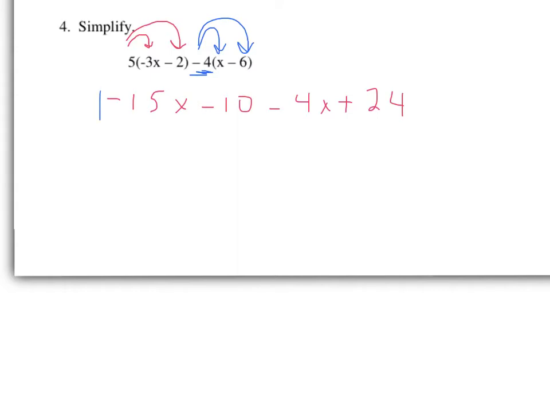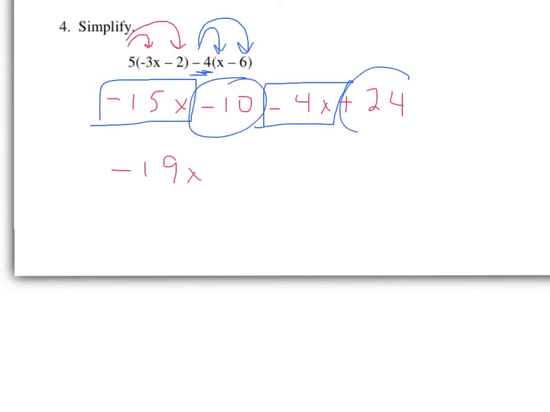So I'm going to take negative 15x, and I'm going to add it to a negative 4x. Right, they both have x's in the term, so I can combine them, saying I have negative 15 of these x's, and I have negative 4 of these x's. So negative 15 and negative 4 added together gives me negative 19 x's. And then I have negative 10 plus a positive 24, and that gives me plus 14. Now I cannot combine these terms because the second term here does not have an x with it.